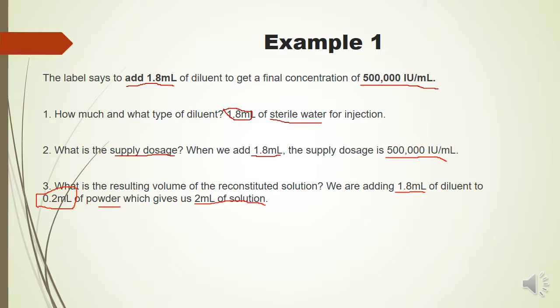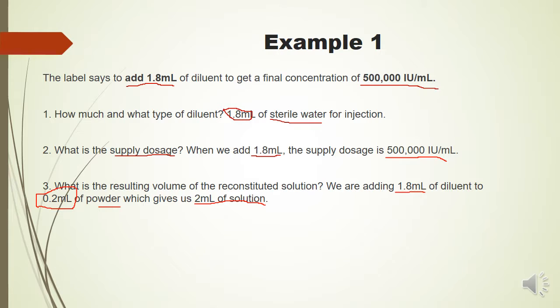What is the supply dosage? In this case, we have two choices of what that will be, but if we're adding the 1.8, this is what this is talking about. So we add the 1.8. Our supply dosage is now 500, sorry about that, our supply dosage is now 500,000 international units per mil.